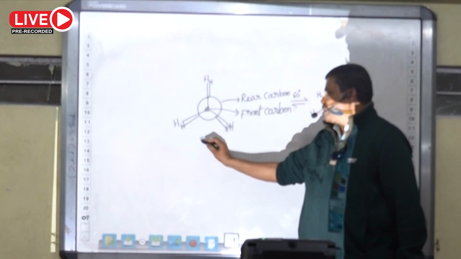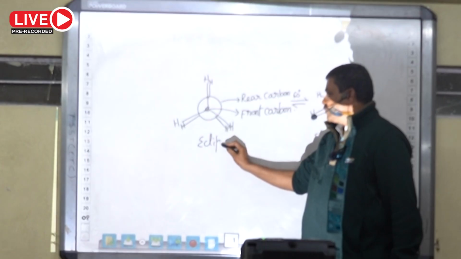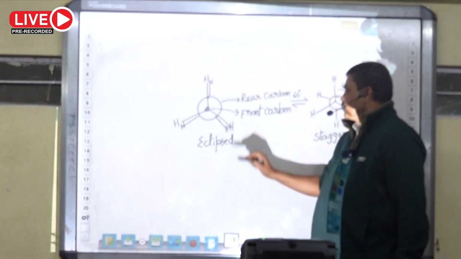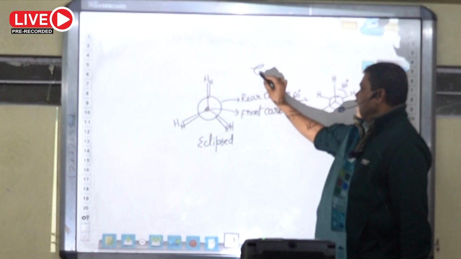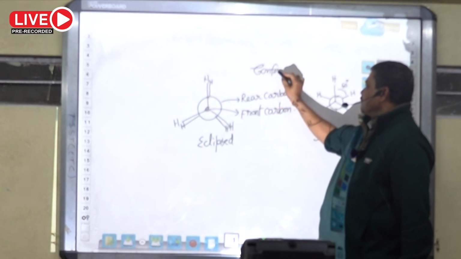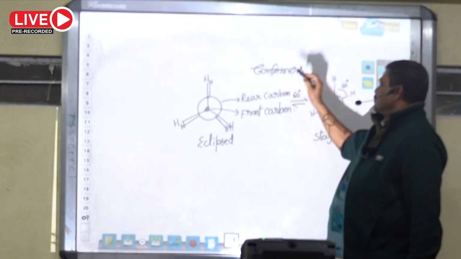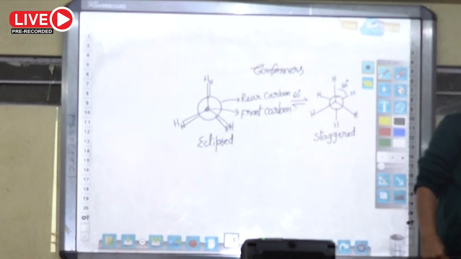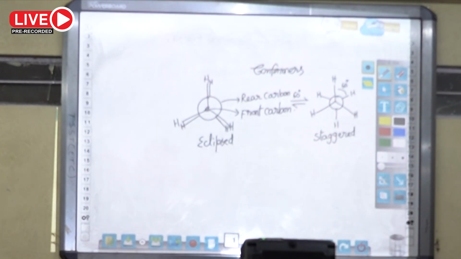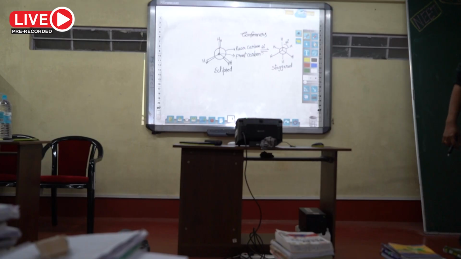This is called eclipse. These are called conformers. And the isomerism is called conformational isomerism. These conformers or conformational isomerism arises due to the free rotation of carbon-carbon single bond. Now the next question.